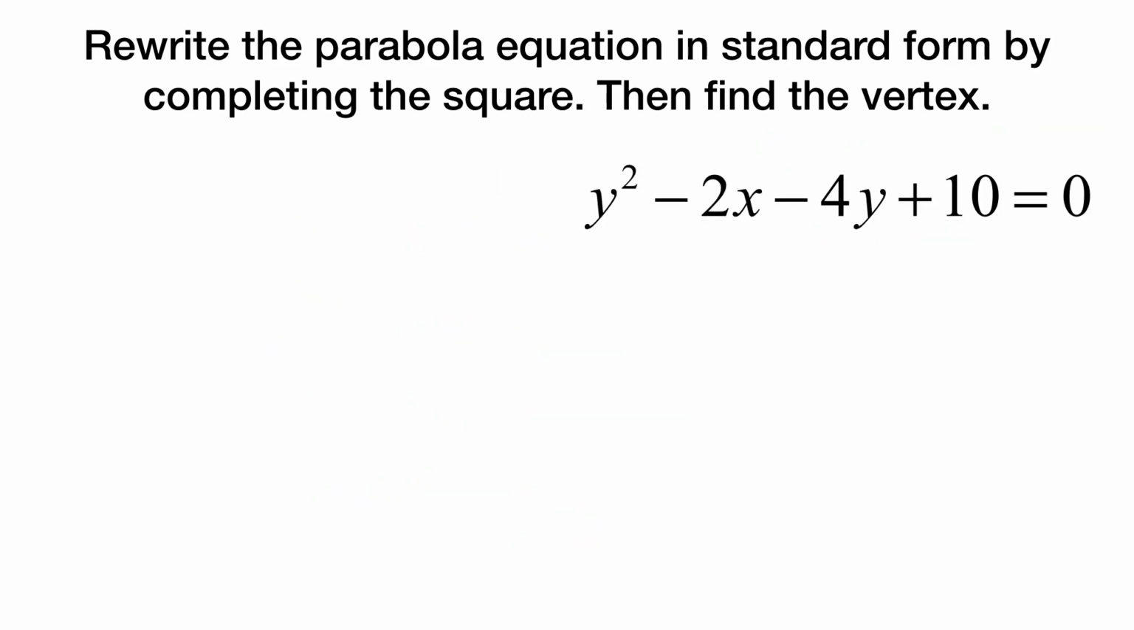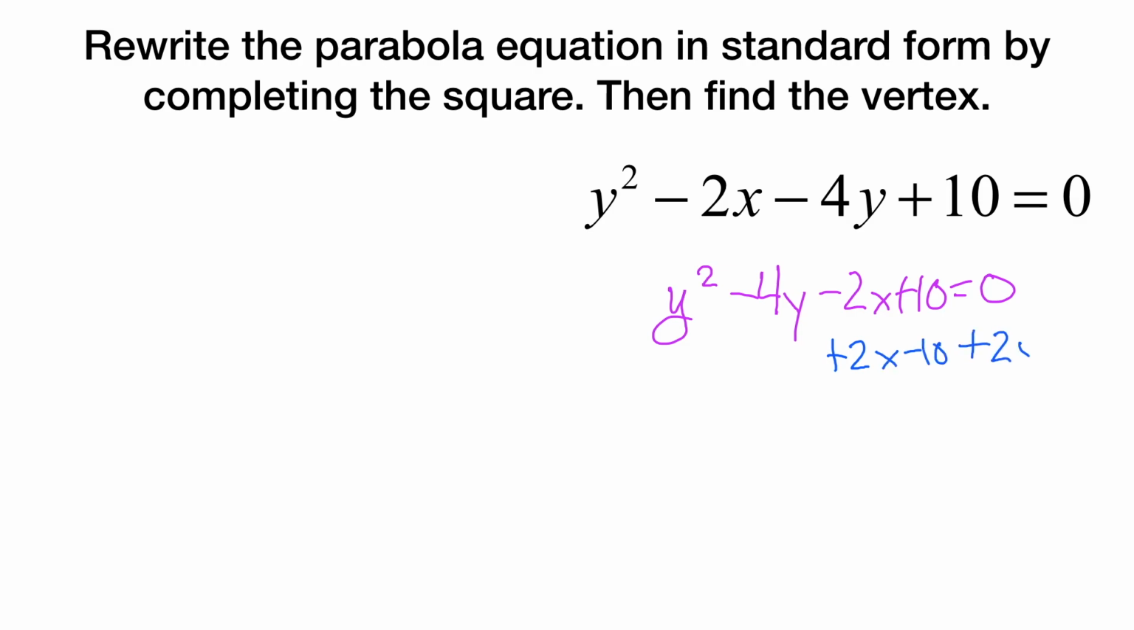Okay, so now let's try this one. In this case, you might notice that y is the thing being squared. So I need all my y's on one side and everything else on the other. So y squared minus 4y minus 2x plus 10 equals 0. That way I can just go plus 2x minus 10. So y squared minus 4y equals 2x minus 10.